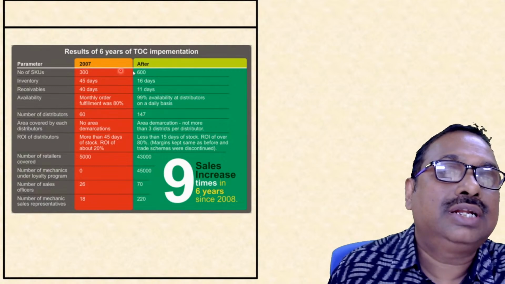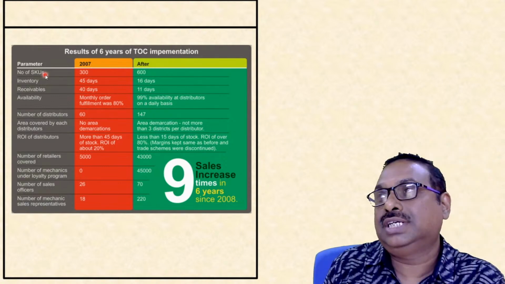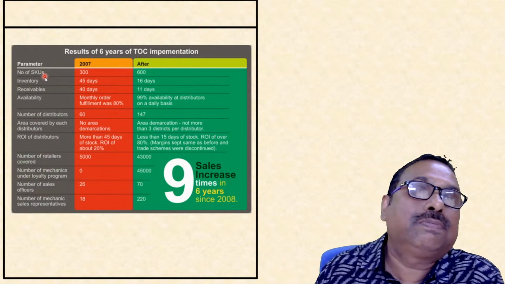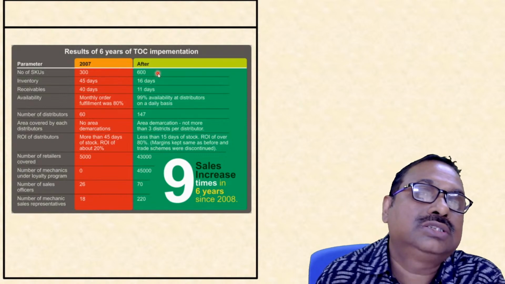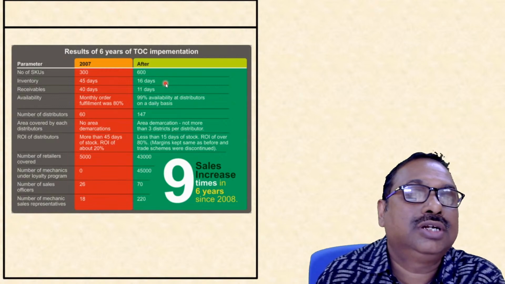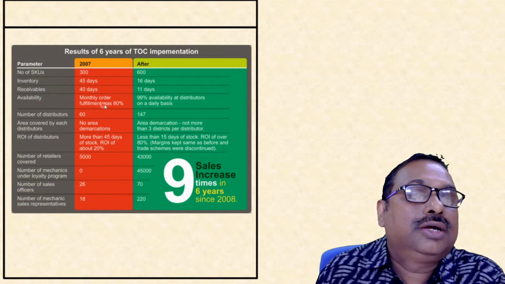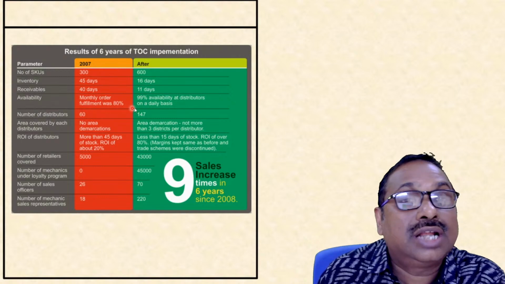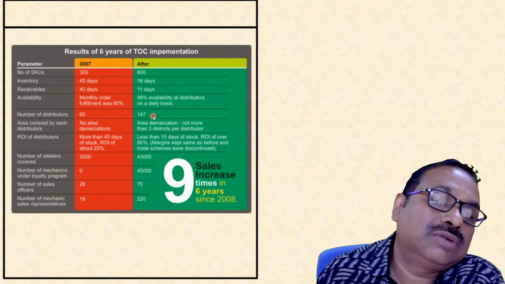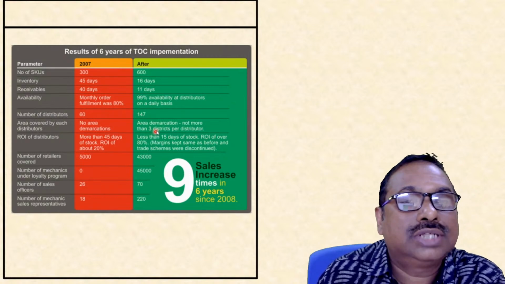In 2007 and after, the number of SKUs, stock keeping units, because we have seen that to increase the reach and variety of products, earlier it was 300, now it is 500. Distributor inventory was 45 days, it reduced to 16 days. Receivables went from 40 days to 11 days. Monthly order fulfillment availability was 80%, now it is 99%. Number of distributors was 60, now it is 147. Area coverage by each distributor had no demarcation, now there is demarcation.